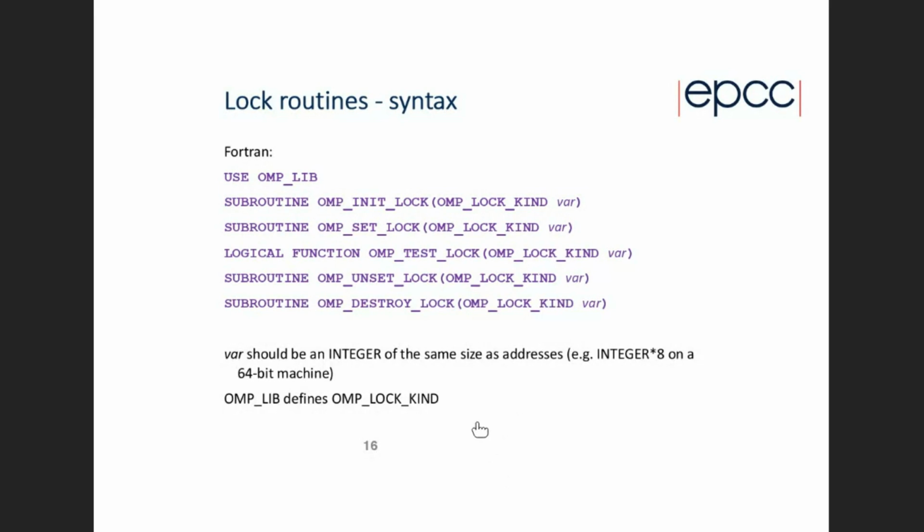So for the Fortran interface, and this comes from the OMP lib module, we have the init call to initialize the lock, and Fortran defines a lock kind that you should use to declare your lock variables. The set lock, so set lock is the blocking set.